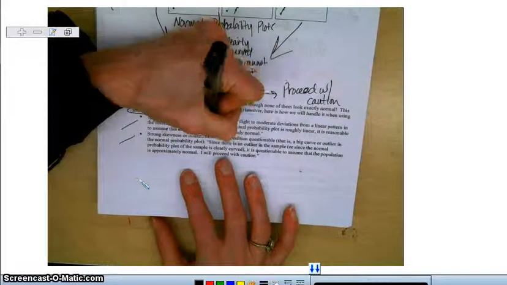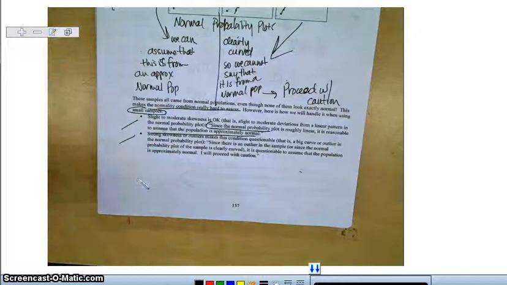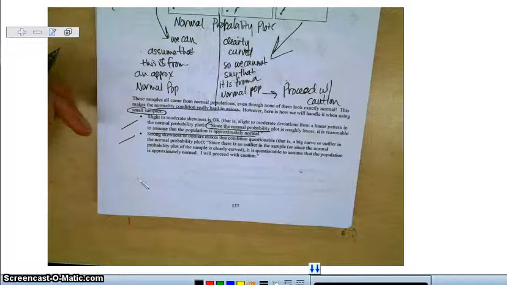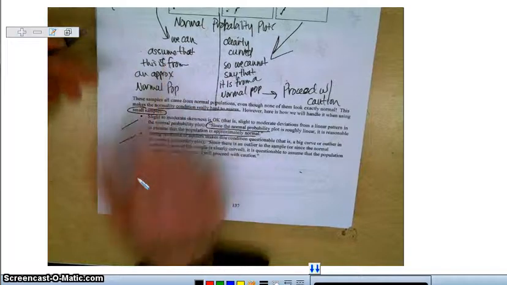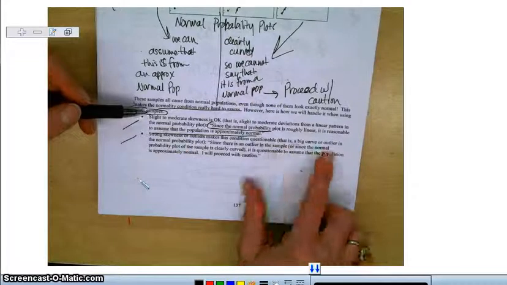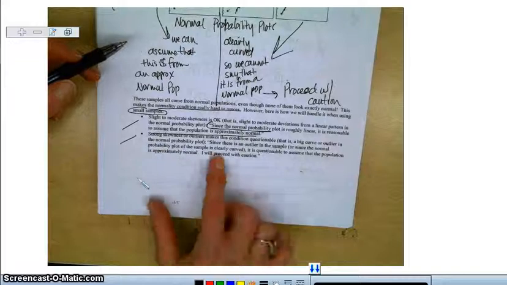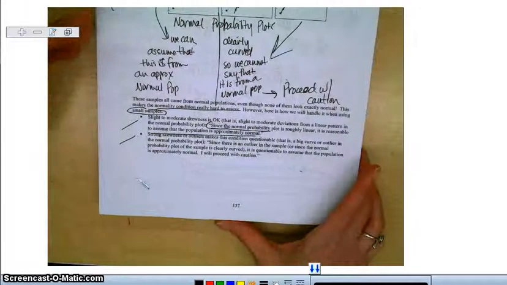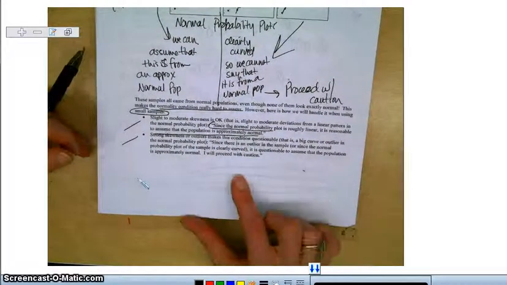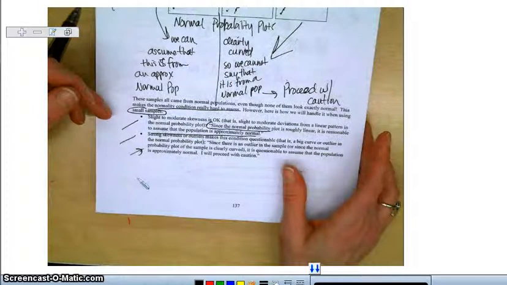So then it kind of gives you a little script here. Here's what you could say. Since the normal probability plot is roughly linear, it's reasonable to assume that the population is approximately normal. That's kind of what we set up here, right? And then if there is strong skewness or outliers, it makes this questionable. So that is a big curve or an outlier. So since there is an outlier or since it's curved, it's questionable to assume that the population is normal. I will proceed with caution. So these are just suggested scripts. I mean, we wrote pretty much the same things up above.